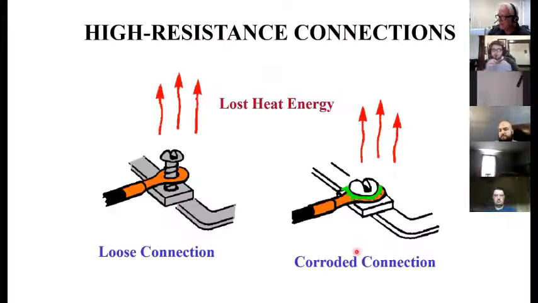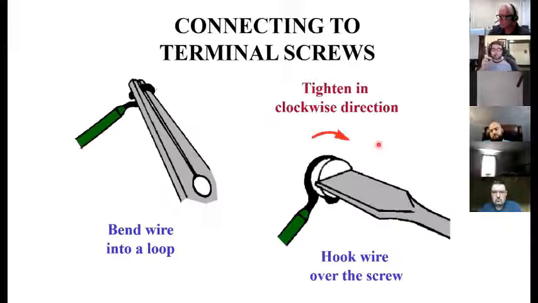768 watts. Loose connections or corroded connections cause inefficiencies. There's going to be a drop in voltage because of this added resistance, and there's going to be heat that results as well, and that can be a problem.